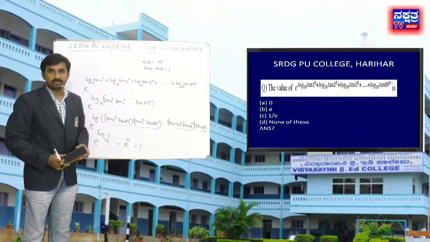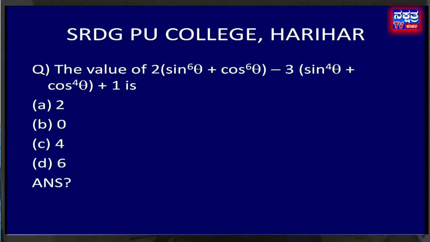What's the next question? The value of 2 into sine power 6 theta plus cos power 6 theta, minus 3 into sine power 4 theta plus cos power 4 theta, plus 1 is: option A 2, option B 0, option C 4, option D 6. Watch the board.